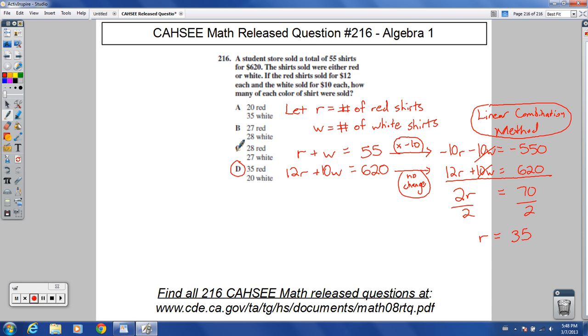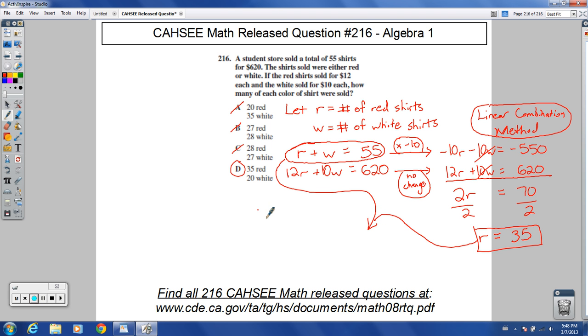So if I look at my answer choices, which one has 35 for the red? That's choice D. Which ones don't? That's choices C, B, and A. 35 for the white here, not the red. So this is going to work out. Let's just check the white shirts and see that it actually comes out to 20 like we thought it would. So I think the easiest way to do that would be to merge this one together with the answer choice here for R. You have 35 plus W equals 55, and subtract 35 from both sides. And does it work? Does W equal 20? Yes, it does.